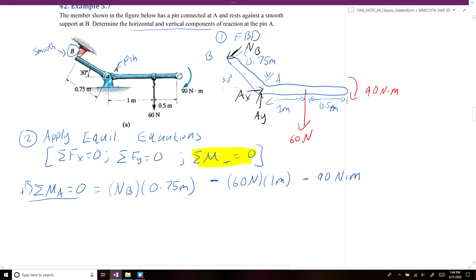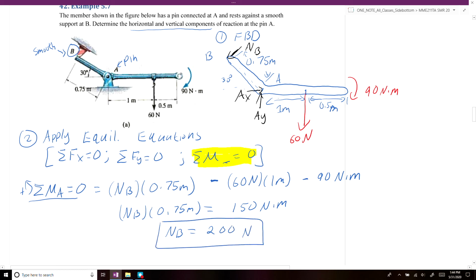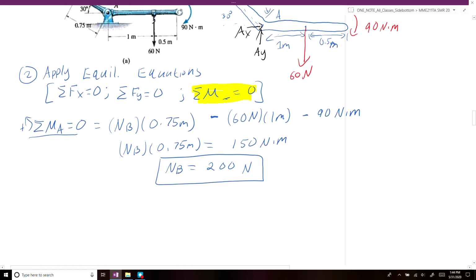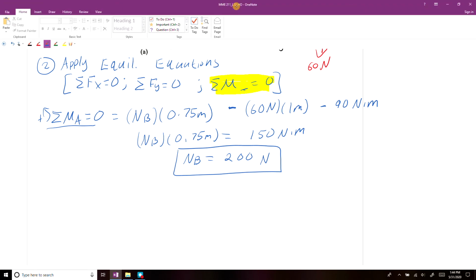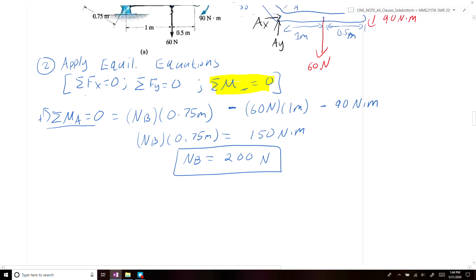If we rearrange all of these, we get NB times 0.75 meters is equal to 150 Newton meters. So NB is equal to 200 newtons. Once we have NB, we can now use our other two equilibrium equations. We'll start with the sum of the forces in the x first.